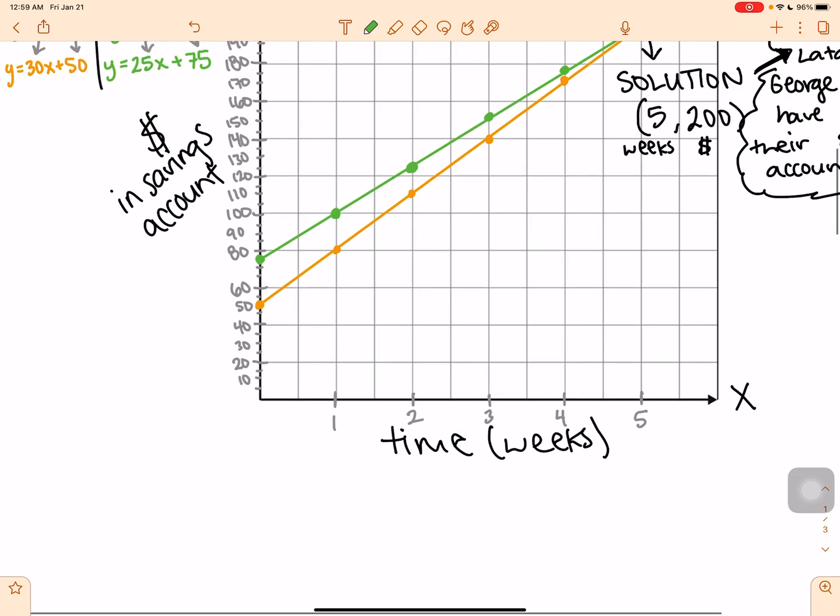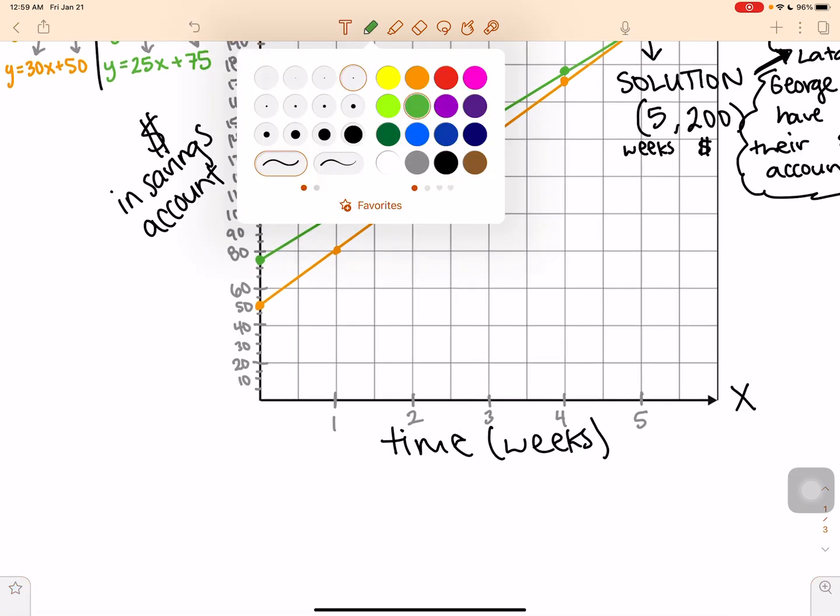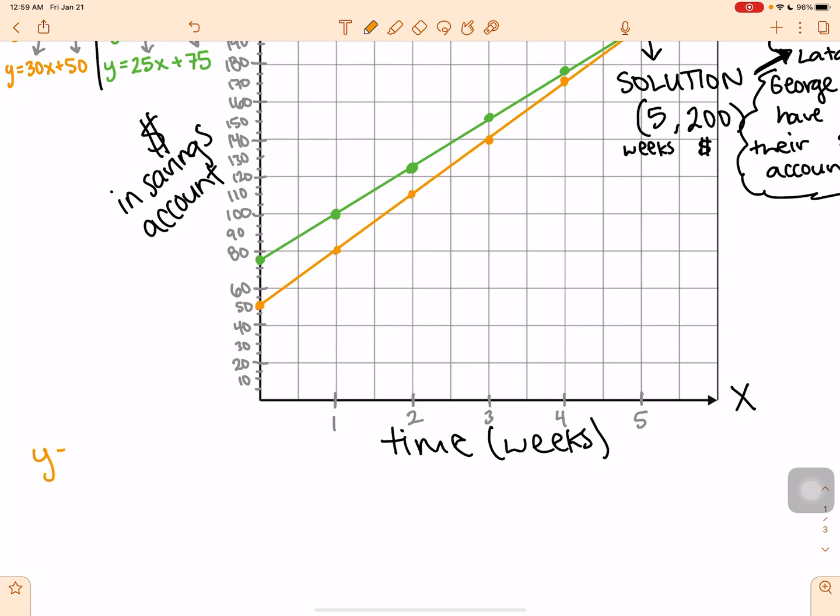All right, so I'm going to rewrite those down here. So for LaTanya, we had y equals 30x plus 50. And for George, we had y equals 25x plus 75. So if we want to find when they are the exact same, that's our goal, is when they have the same y, which y is money, right? And x is weeks. So we need to find the same weeks and the same money for each of them.